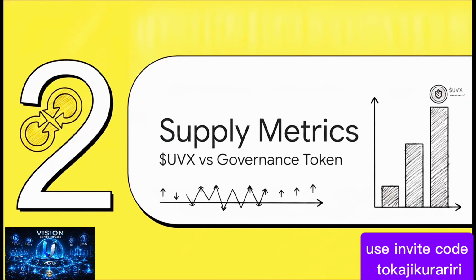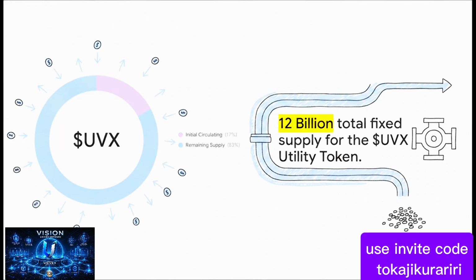Moving right along to Section 2, unlocking the supply metrics, UVX versus governance. So the UVX utility token operates on a massive scale. We're looking at a 12 billion total fixed supply for UVX. But it's launching with an initial circulating supply of just 2 billion tokens. That leaves a staggering 10 billion for future release.